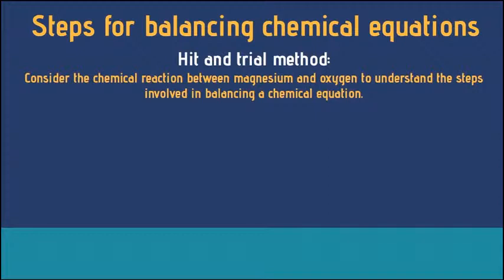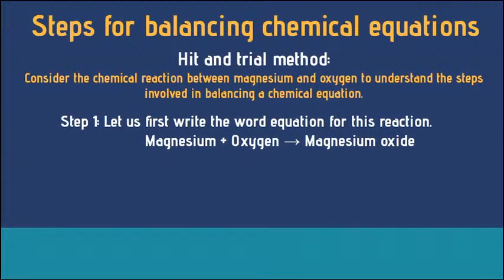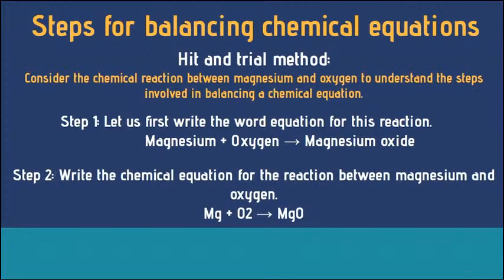So here, let's consider the chemical reaction between magnesium and oxygen to understand the steps involved in balancing a chemical equation. Step 1: let us first write the word equation for this reaction. This would be magnesium plus oxygen turns to magnesium oxide. You might know this. The second step is to write the chemical equation for the reaction between magnesium and oxygen. As we have written the word equation first, now let's write the chemical equation. After writing the word equation, it's as simple as that to write the chemical equation.